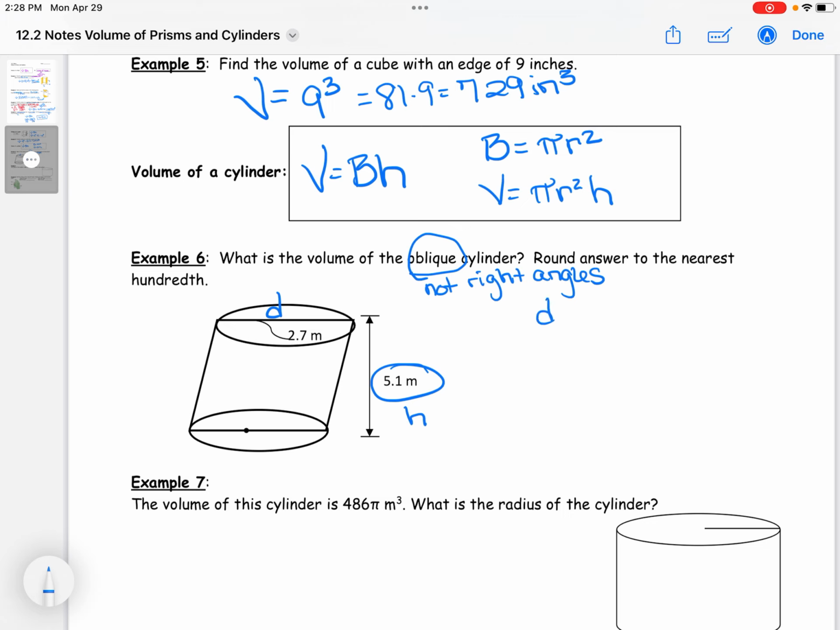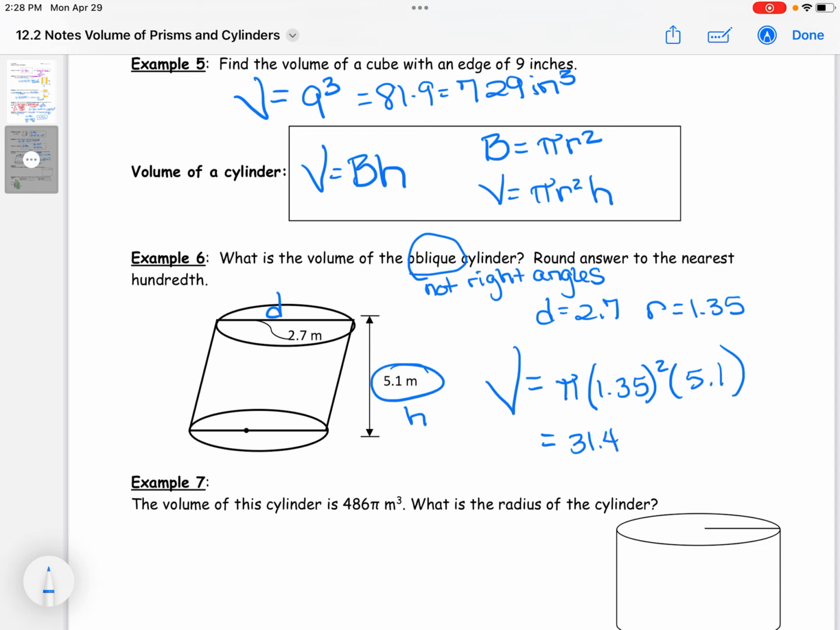So if 2.7 is the diameter, then the radius is 1.35. So the volume is going to be pi times 1.35 squared times 5.1. That is equal to 31.403 cubic meters.